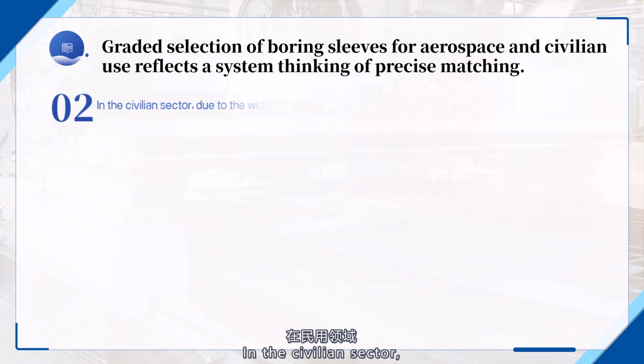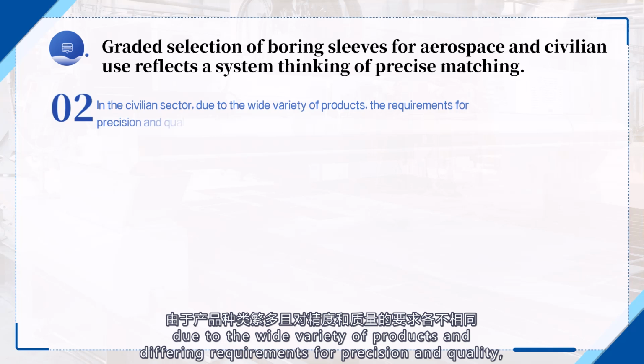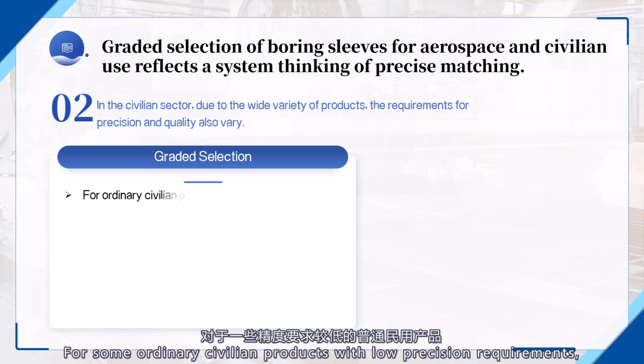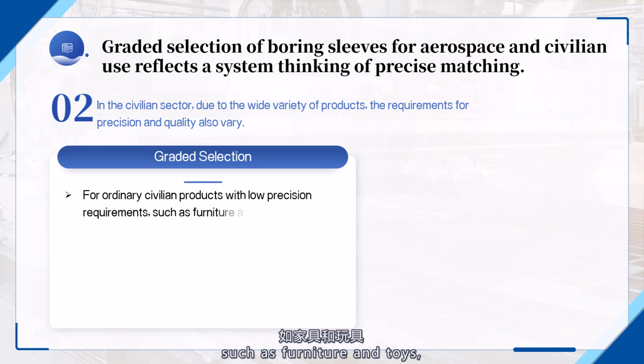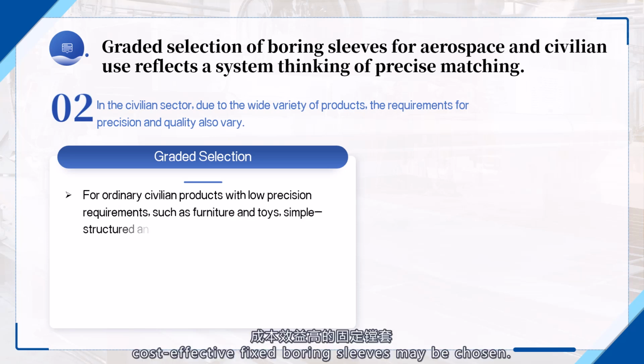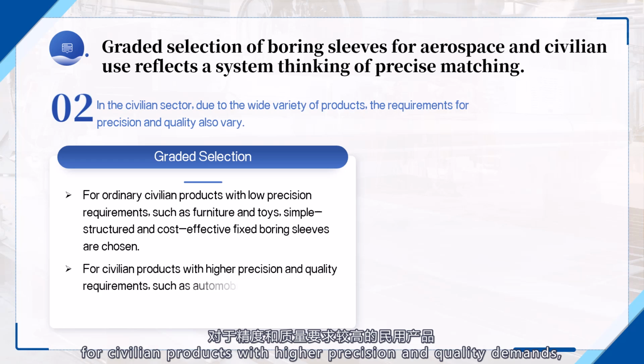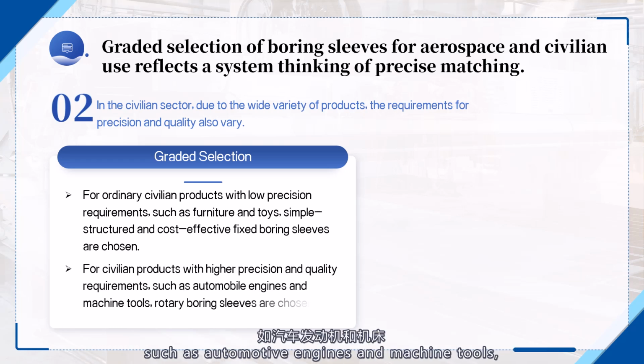In the civilian sector, due to the wide variety of products and differing requirements for precision and quality, the selection of boring sleeves is graded based on specific product needs. For some ordinary civilian products with low precision requirements, such as furniture and toys, simple structured, cost-effective, fixed boring sleeves may be chosen. However, for civilian products with higher precision and quality demands, such as automotive engines and machine tools, rotating boring sleeves are selected.